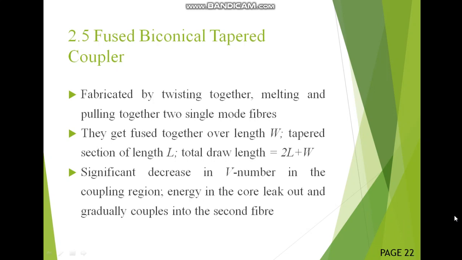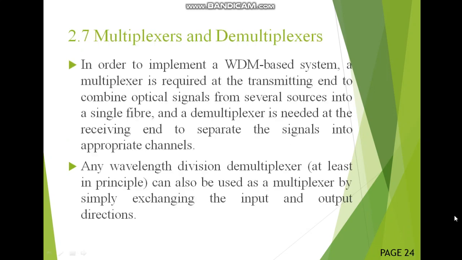There is a significant decrease in normalized frequency number in the coupling region. Energy in the core leaks out and gradually couples into the second fiber. Coupling losses increase because in the coupling region the fibers are coupled and the mode can be coupled from one fiber to the other fiber.